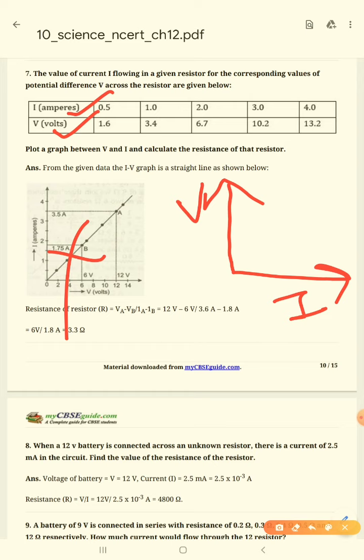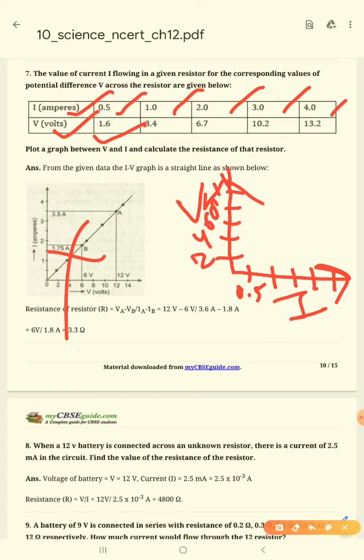In the graph paper, as we know, current is 0.5 ampere, 1, 2, 3, 4, it means there should be 0.5, 1, 1.5, 2, 2.5. In volt we have 1.6. We can write 1, 2, 3, 4, 5 or 2, 4, 6, 8, 10. So we can draw the graph from here. That graph will be like this. Maybe some curve may be there. It is not compulsory that it will be a straight line.